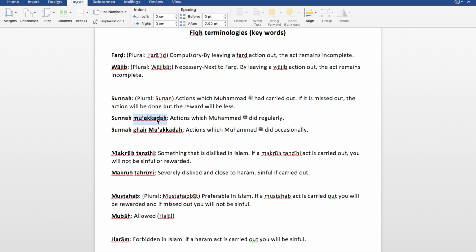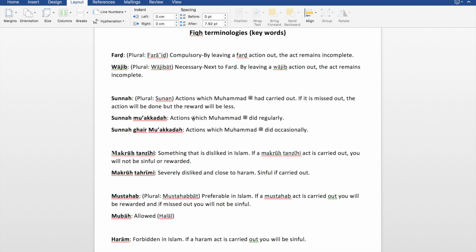So this is what we call sunnah mu'akkada. Mu'akkada in Arabic just means emphasized. So on your side of your sheet, just make a note of that. Just draw an arrow somewhere or just write it on top. Right, emphasized or very important. So sunnah mu'akkada is that sunnah which is heavily emphasized.